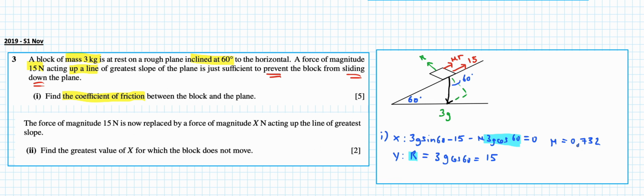Okay, next part: find the greatest value for x, so the maximum value. Initially we had μR going up the plane, and we're going to see if the block does not move. So again, think about the intention of the block. I don't mean the block itself has the ability to comprehend, but just where it will be going. In this case, we're going to move our μR so it'll be going down the plane, down the incline, down the slope.